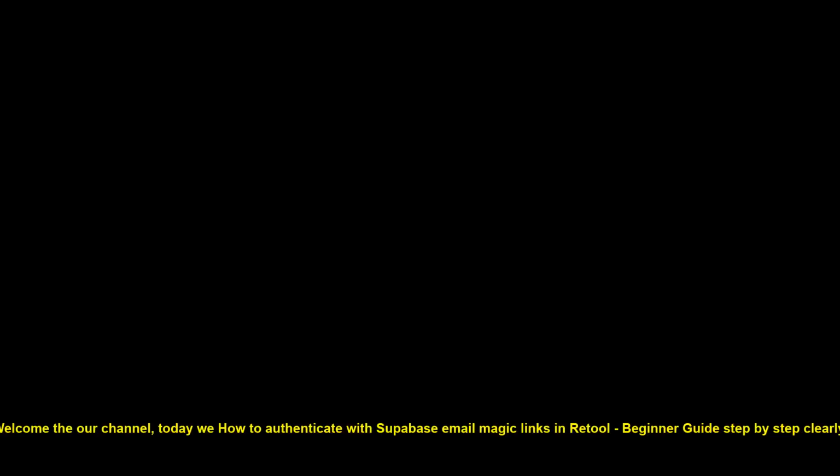step, clearly. To begin, log into your Supabase account and create a new project. Once your project is created, navigate to the authentication section in the left-hand menu. In the authentication settings, click on the Settings tab. Ensure magic link authentication is enabled. Next, go to the API section in the left-hand menu to find your Supabase URL and anon key.